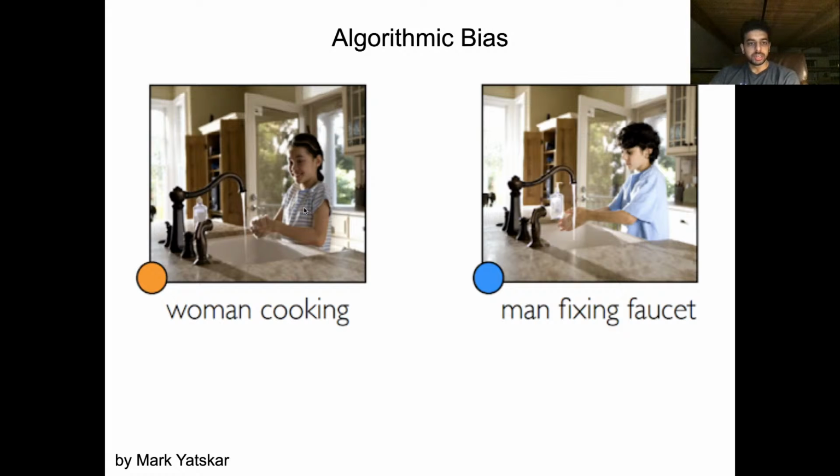The only difference is that here we have a girl washing her hands and here we have a guy washing his hands. And on the left, the model predicts that this is a woman cooking. And on the right, it predicts there's a man fixing a faucet. So literally nothing has changed except how the person looks, and you get a completely different activity, and also, both of the activities are wrong.